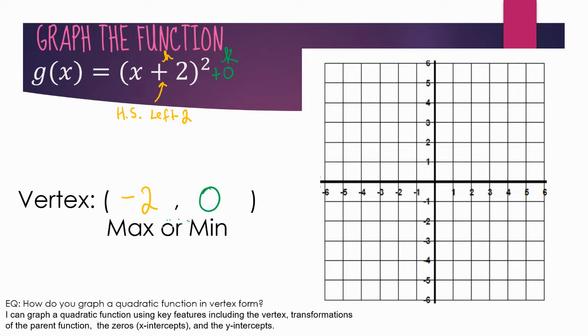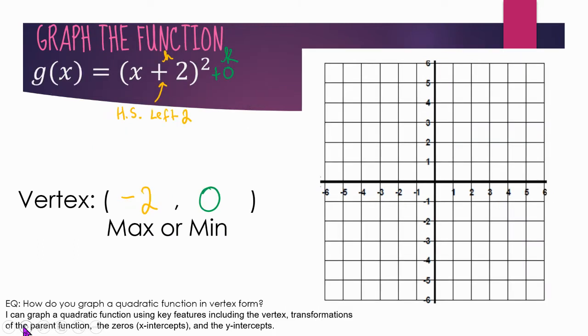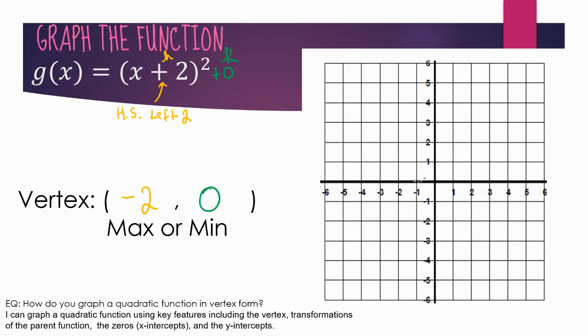I forgot last video to talk about the max with min. All the ones today, the vertex is going to be a minimum because we're not going to be doing the reflection today. That's what we're going to do tomorrow or next day. All right, so here we go. We're going to plot our vertex, and it's going to be at -2, 0. So we're going to go left 2 and stay there. That is your vertex. And remember, we're going to be going up, so that's going to be your minimum or your vertex.